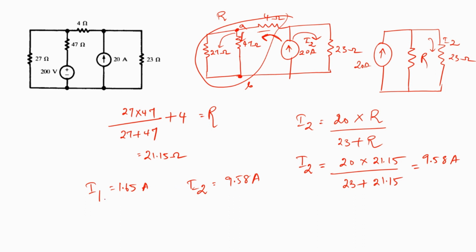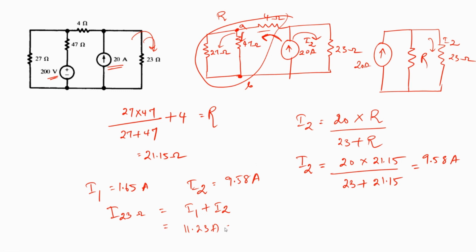So now we have obtained the value of I1 as 1.65 and the value of I2 as 9.58 amps. So what was I1? I1 was due to the 200 volts acting alone, passing through the 23 ohms, and I2 is the current passing through 23 ohms considering only 20 amps acting alone, ignoring 200 volts. So the total current in the 23 ohms resistor can therefore be obtained as I1 plus I2, superimposing both the effects. So that turns out to be equal to 11.23 amps.